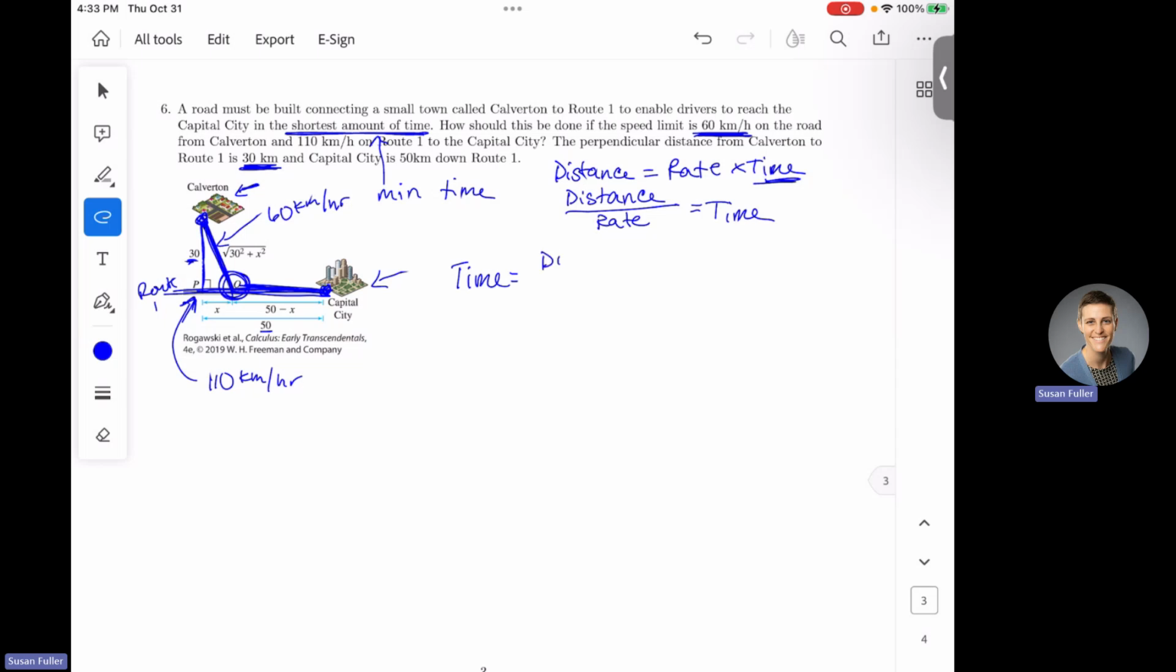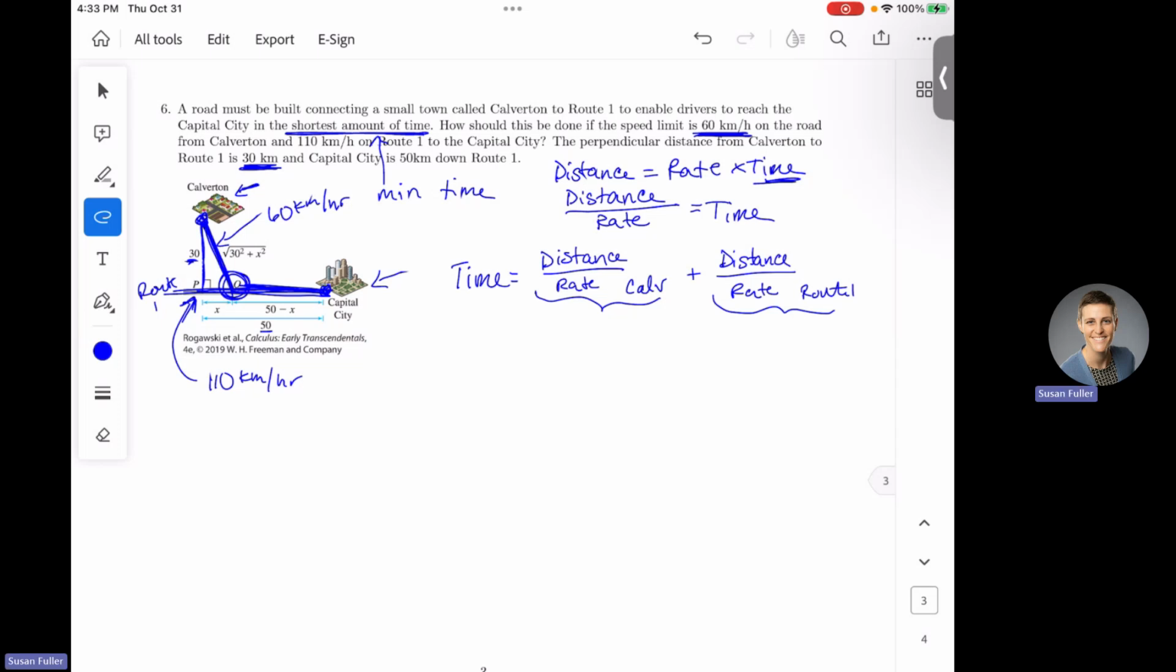I'm going to have to do distance over rate from Calverton, plus the distance over the rate, I'll say, on Route 1, right? So we're going to have to do the distance divided by the rate from Calverton, and then the distance over the rate for Route 1, and we'll add those together because this will be the time from Calverton to Route 1. This will be the time along Route 1 from the corner to the capital city.